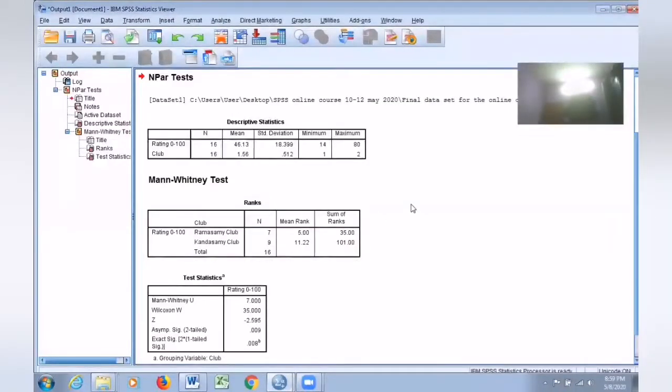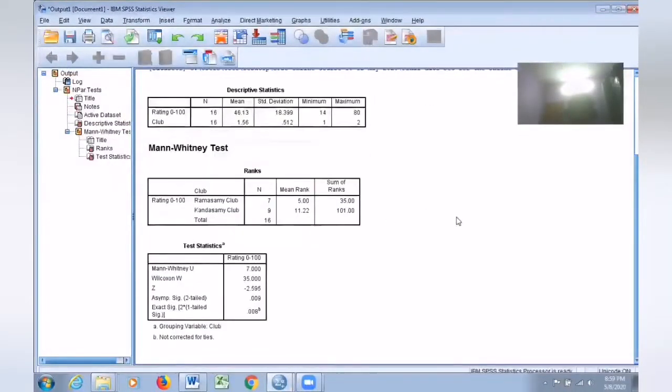You'll get the output here. You can see the mean value is given, and the most important tables are here: ranks and test statistics. Under the ranks table, you can see the mean rank values of Ramasamy Club and Kandasamy Club. It is quite obvious that the ranking is highest for Kandasamy Club and less for Ramasamy Club. So there is a difference between the groups. But whether this difference is statistically significant, let us come down and look at the test statistics table. Mann-Whitney U value is given, but we are going to take only the sig value to interpret the hypothesis.